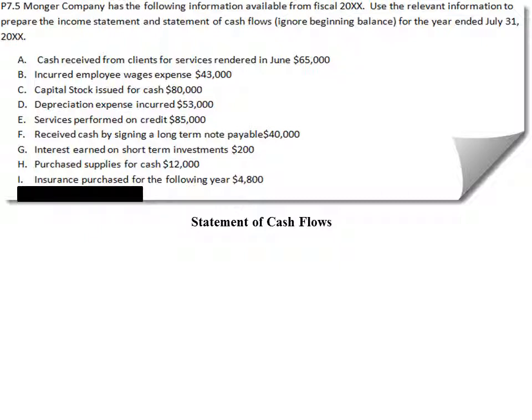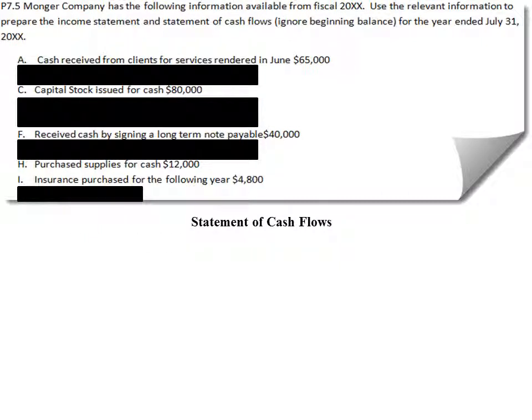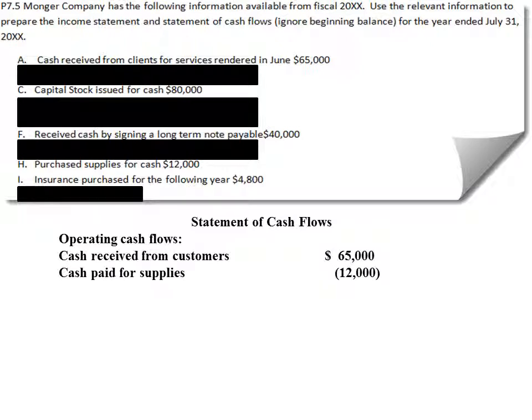Well, let's continue on. Let's do a statement of cash flows for them. So we want to find where our operating cash flows are. Anytime you see a statement of cash flows, it's predominantly dealing with cash in and cash out. So that's going to be your indicator on which of these transactions you're going to use. Our cash received from customers is going to be our operating cash flow, $6,500.